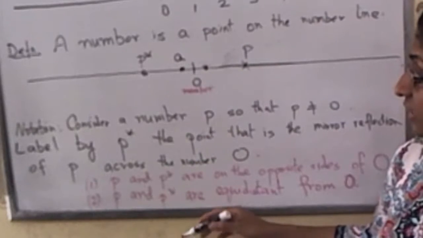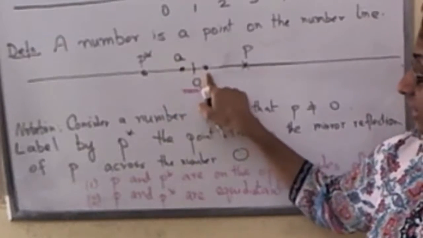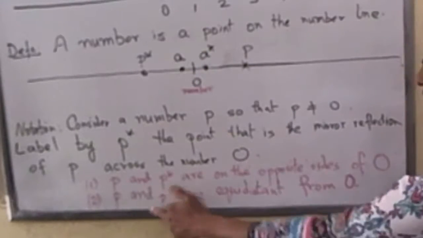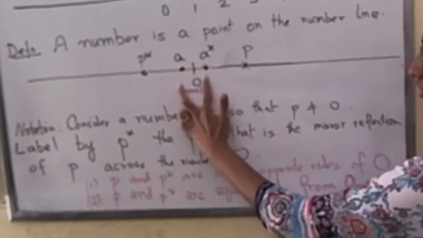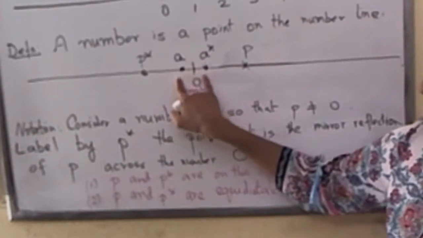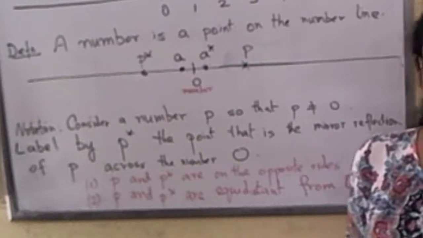What this notation is telling you is that if this point is called A, we're going to be calling this point A star. So once again note, A and A star are on the opposite sides of 0, and A and A star are the same distance from 0.